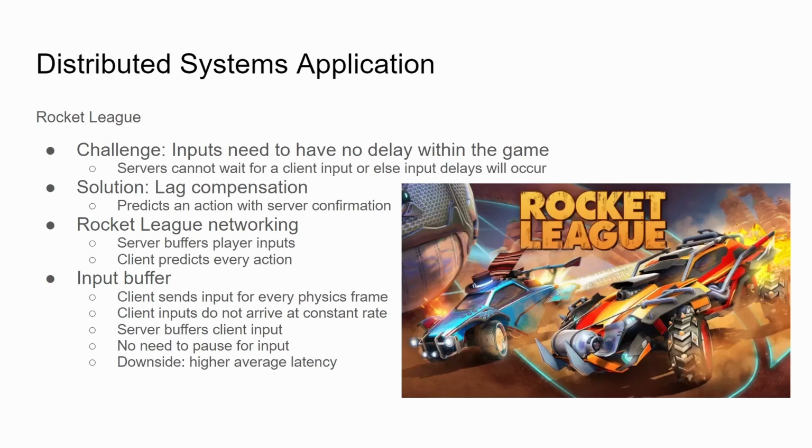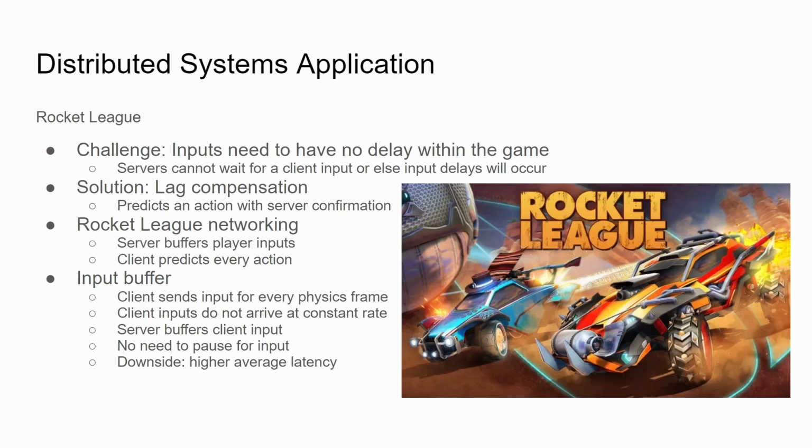So the solution to that is lag compensation, which predicts an action, with the server confirming that the action did in fact happen. To apply this, we're going to take a look at how Rocket League's networking works. It has server buffers that buffer the player inputs, and this gets sent to the client, where the client predicts every action being performed. So it hasn't actually happened, but in order to reduce the amount of input delay, it tries to predict what the player is going to do, and it works with the server to determine if a player did hit the soccer ball or not.